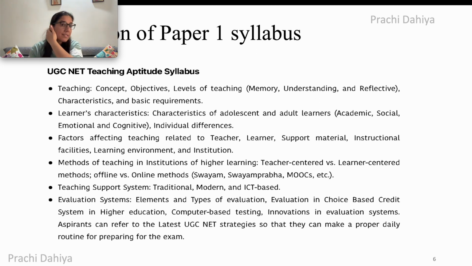So we'll start with the teaching aptitude. Firstly, study the basics, which is the teaching concept, objectives, level of teaching, characteristics, basic requirements, what are the learners' characteristics. In this they can ask you situational questions, like the characteristics of adolescent and adult learners. Learners means students. So these kinds of situational questions can be asked to you.